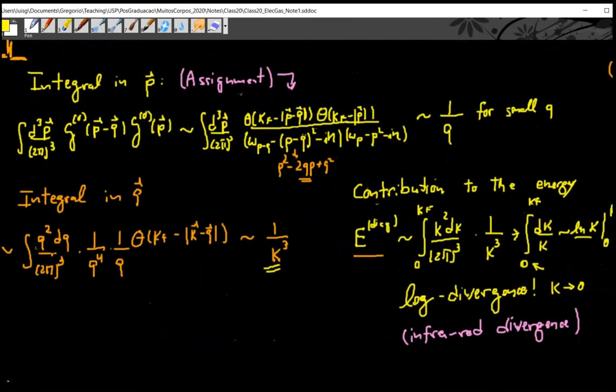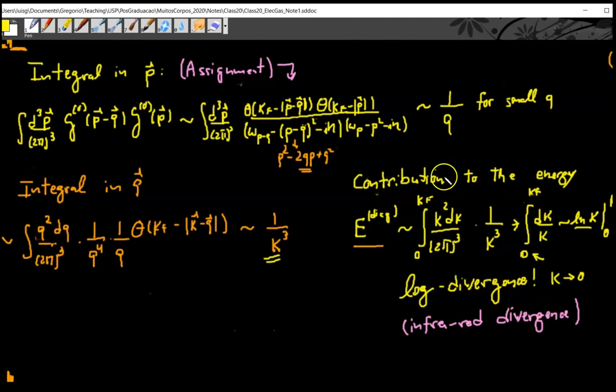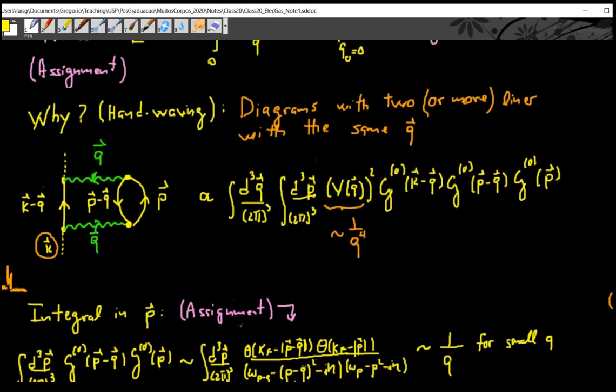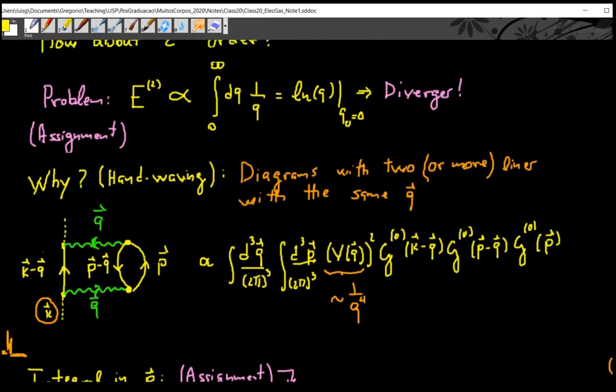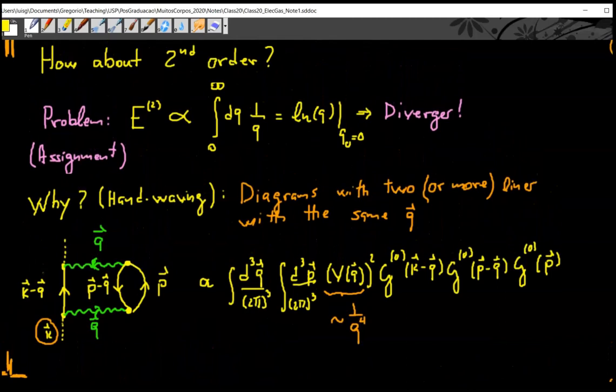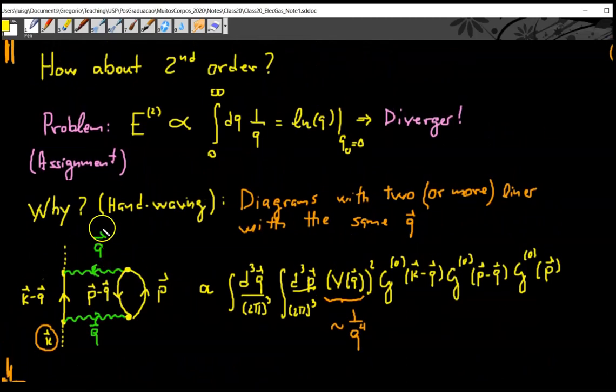But at this stage this is a problem, and I have to see what I can do with that, and more importantly, where does the problem come from? And I'm going to argue that the problem comes from diagrams like this, where I have two lines with the same momentum q, and those would give me these divergences. All right?